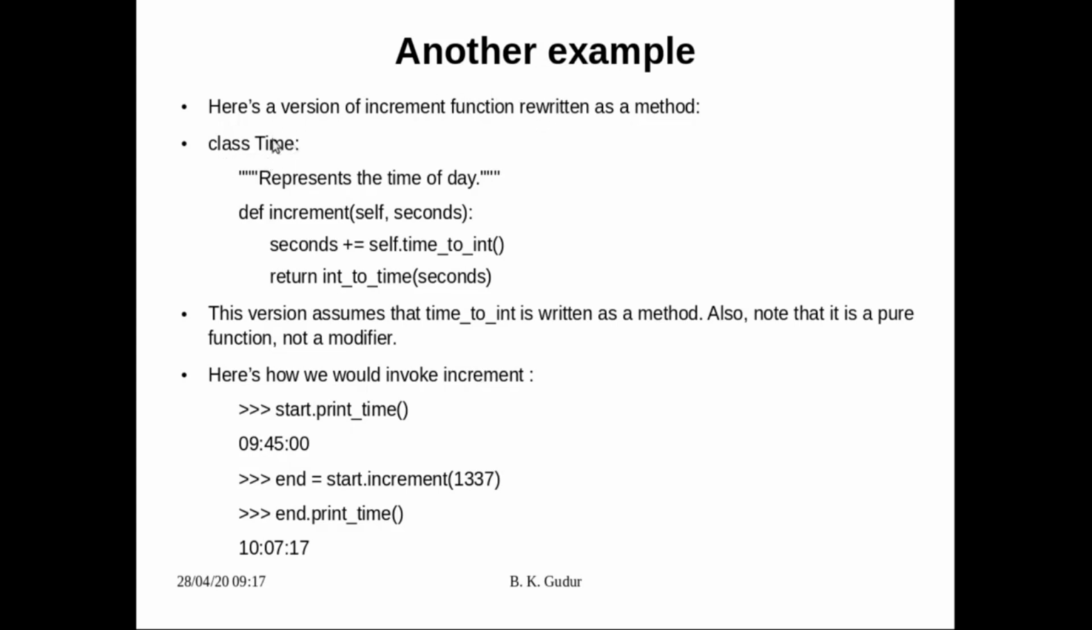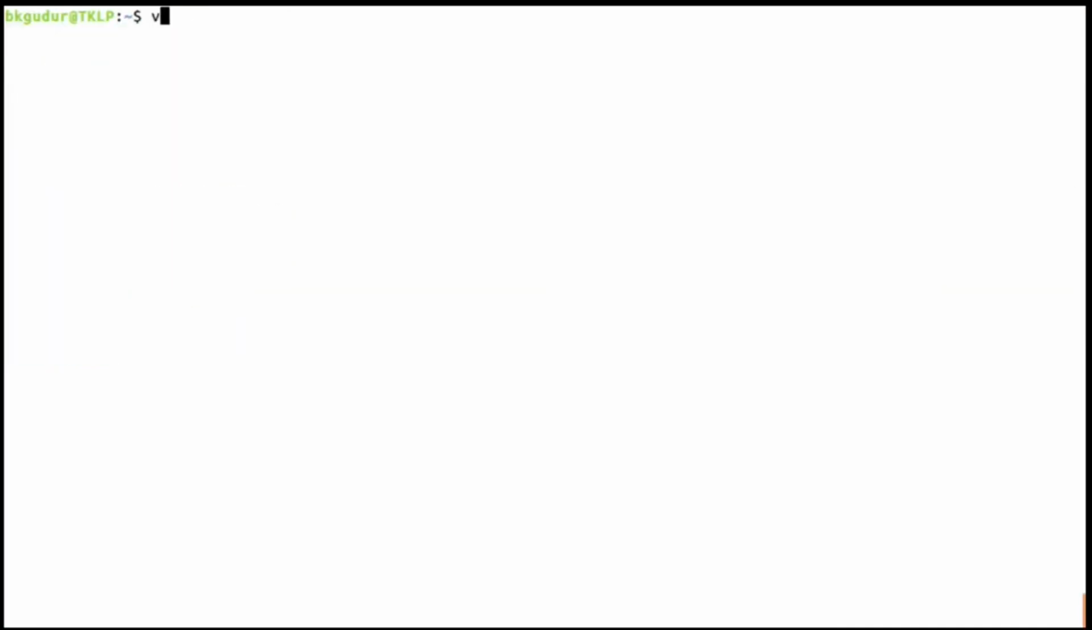Remember, this is a class definition, and inside this, this is a method. Okay, increment method, because it is inside the class. Here, definition increment, the first object is self. Instead of time or t, we have used self, and comma, seconds. Earlier also we have seen this particular increment function.